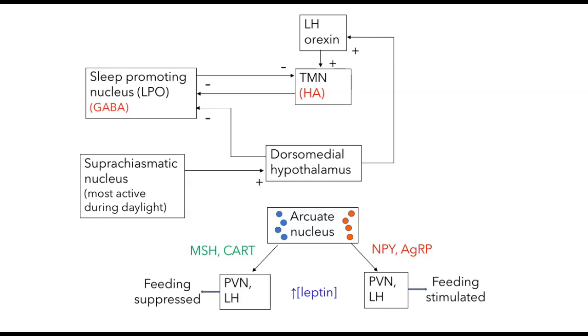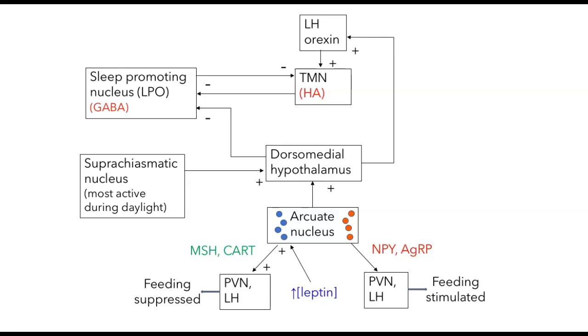Both sets of cells respond to changes in the levels of leptin. This is a small protein that's produced by fat cells, and fat cells release leptin when they're storing energy, so when there's plenty of food around. Well, when leptin levels are high, they feed into the cells in the arcuate nucleus, and they'll activate the pathway that suppresses feeding. In addition to this, the arcuate nucleus cells can project to the dorsal medial hypothalamus, which in turn will inhibit sleep.